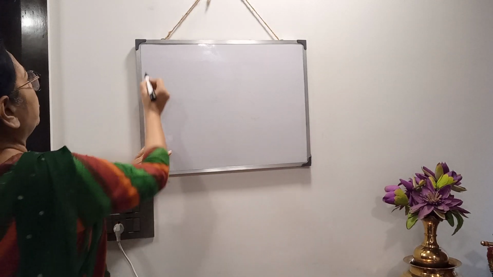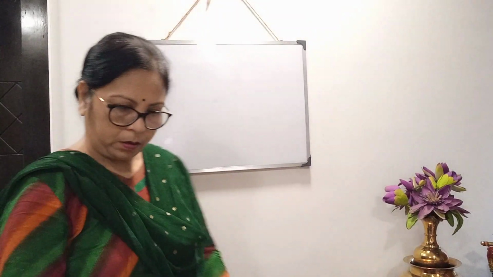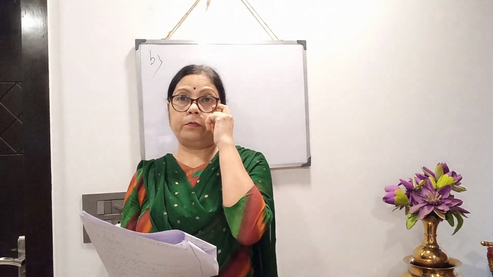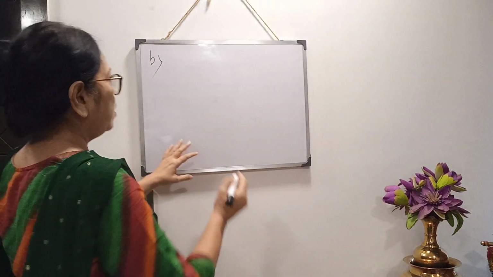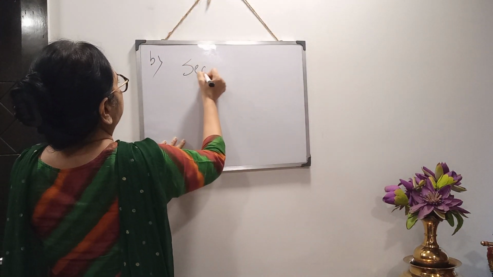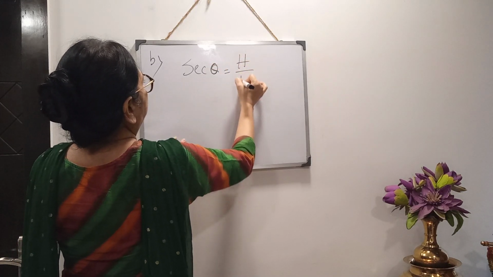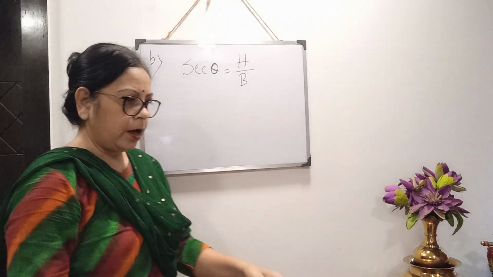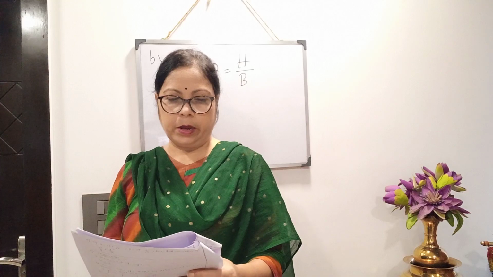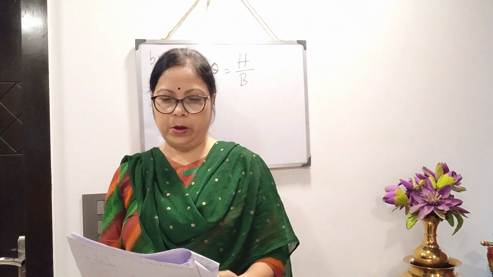Which one of the following values cannot be the value of sec theta? Now sec theta means what? Cos theta is base by hypotenuse, so sec theta will be hypotenuse by base. Sec theta means hypotenuse by base. Now here four options are given: 4 by 5, 13 by 12, 8 by 7, 10 by 9.